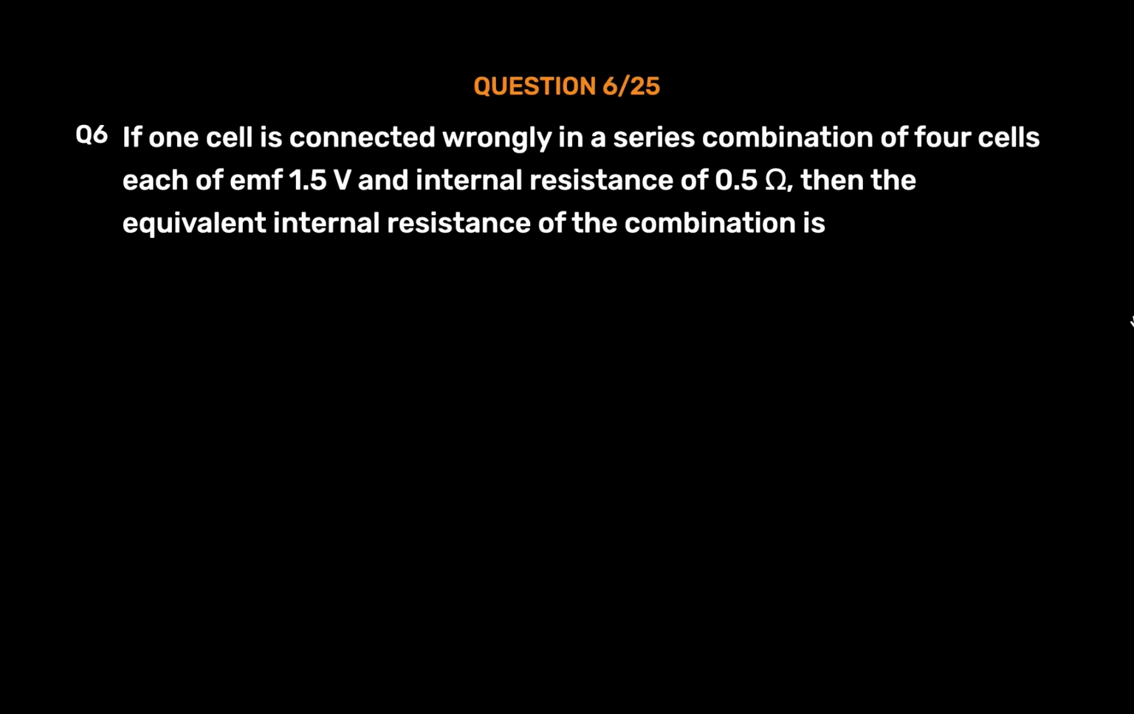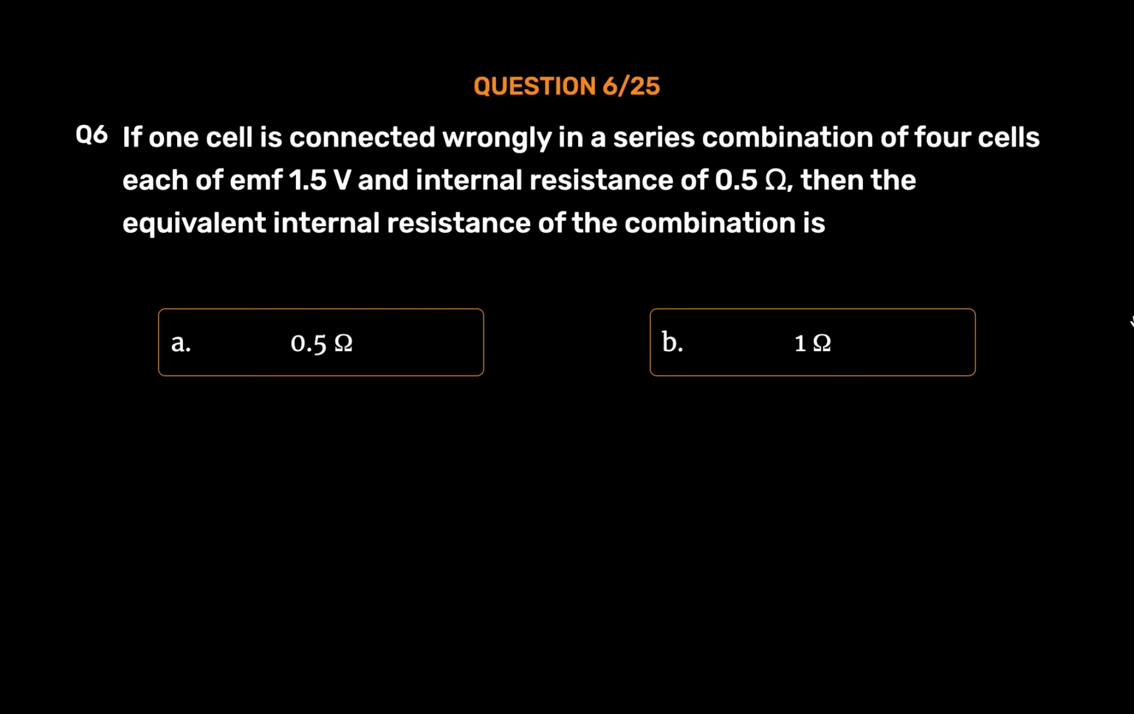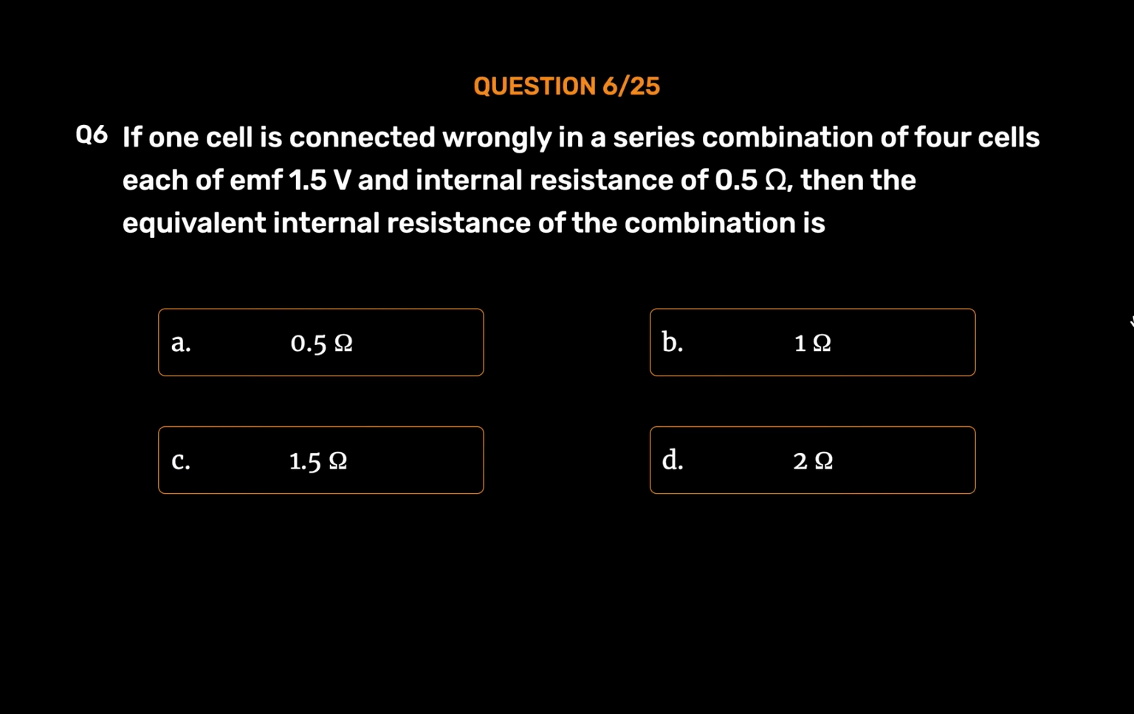Question number 6. If one cell is connected wrongly in a series combination of 4 cells, each of emf 1.5 V and internal resistance of half an ohm, then the equivalent internal resistance of the combination is: Option A, half an ohm. Option B, 1 ohm. Option C, 1.5 ohms. Option D, 2 ohms. The correct answer is Option D, 2 ohms.